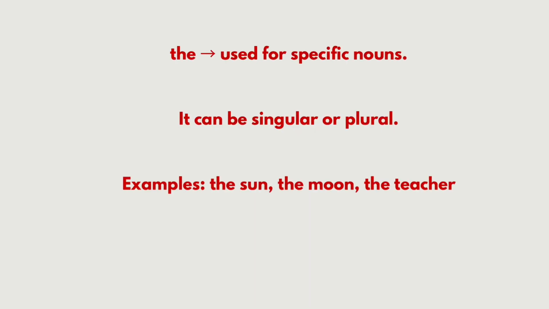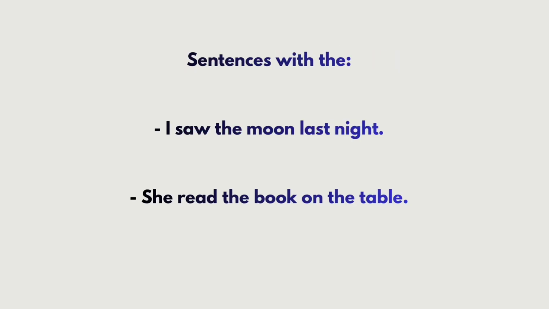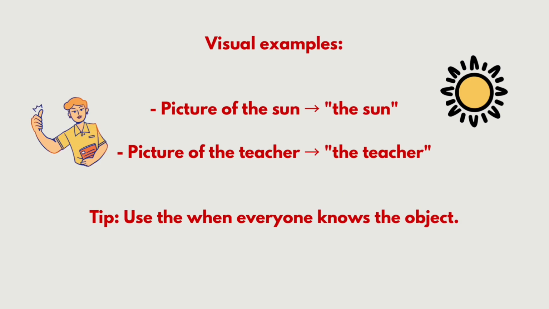Let's understand the article the. The is used for specific nouns. It can be singular or plural. For example, the sun, the moon, the teacher. We have a few sentences here on the screen. I saw the moon last night. She read the book on the table. We can better understand with some visual examples.